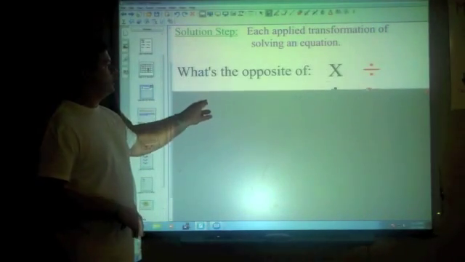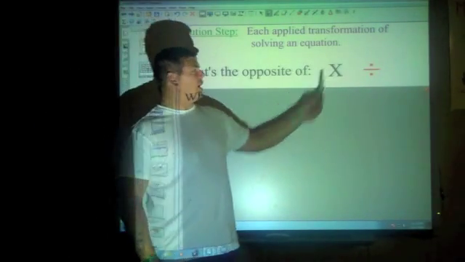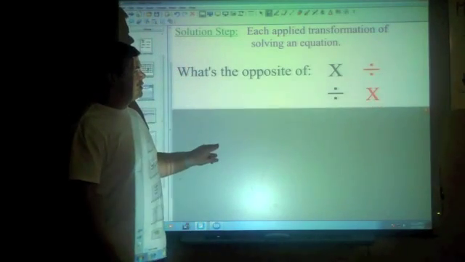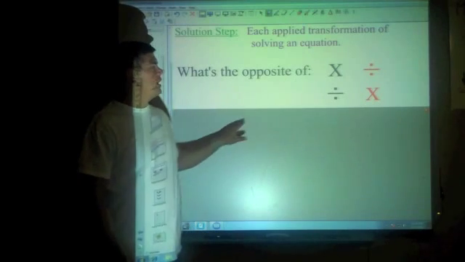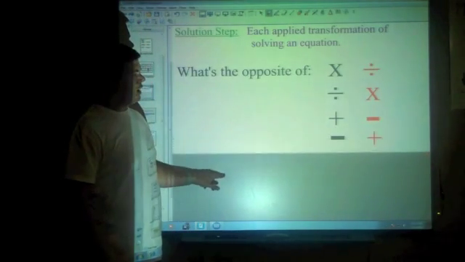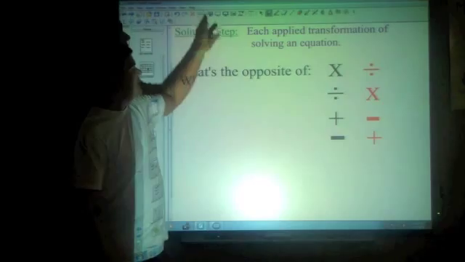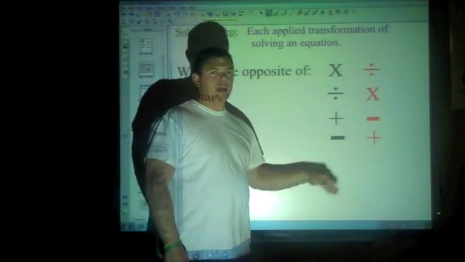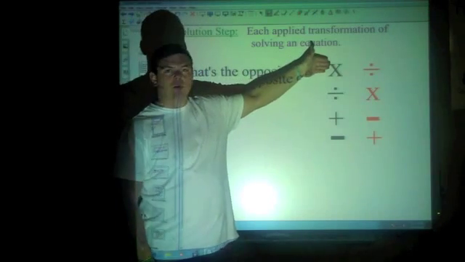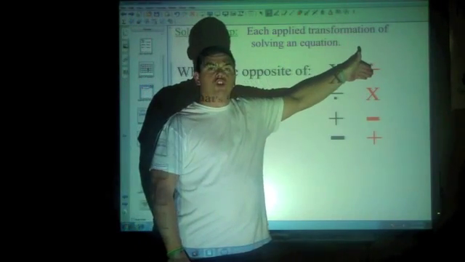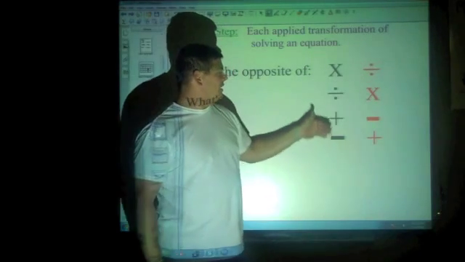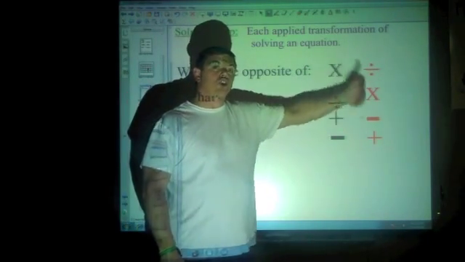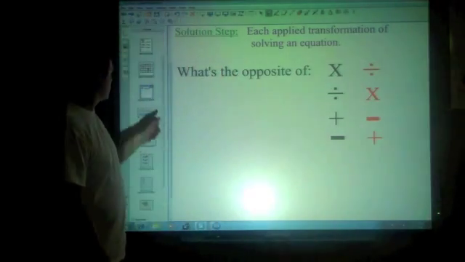So what is the opposite of multiplication? The opposite of multiplication is division. The opposite of division is multiplication. The opposite of addition is subtraction, and the opposite of subtraction is addition. Each one of these actions over here is an inverse of these actions. If I see multiplication in my problem, I'm going to use division to undo it. Inverse. If I see addition in my problem, I'm going to maybe use subtraction to undo what I have. Inverse operations.